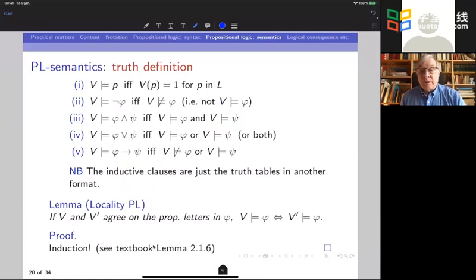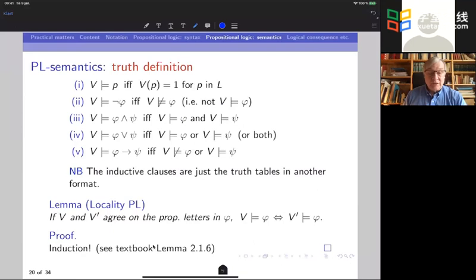At this point, we can already say something about valuations and truth. We can say that the truth value of a formula depends only on the sentence letters which occur in the formula. It doesn't depend on other sentence letters. That might seem completely obvious, and yes, it should be obvious, but we can make a precise formulation of it. And this property is called locality.